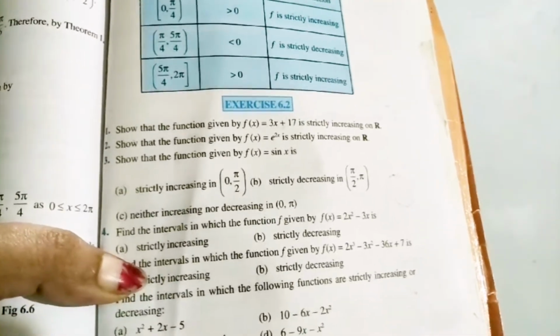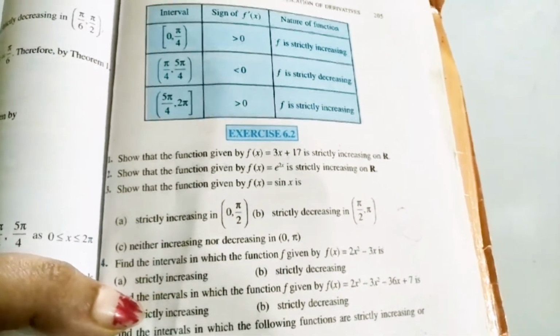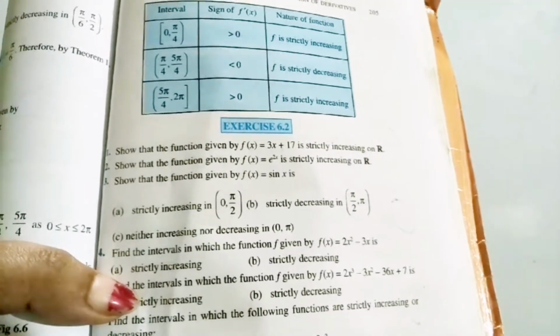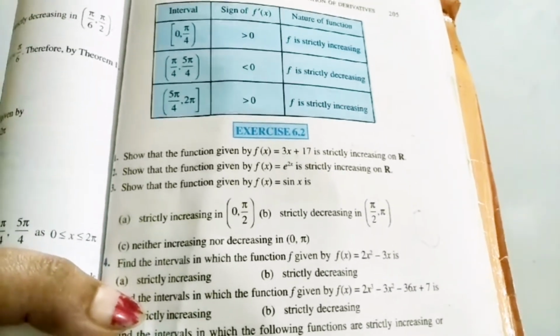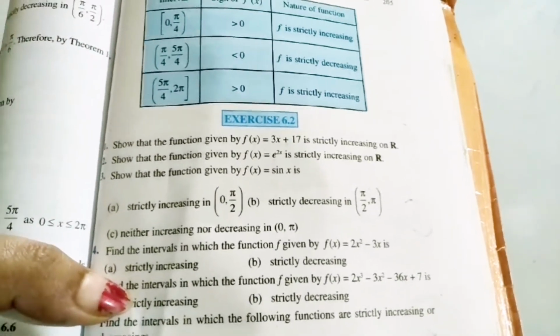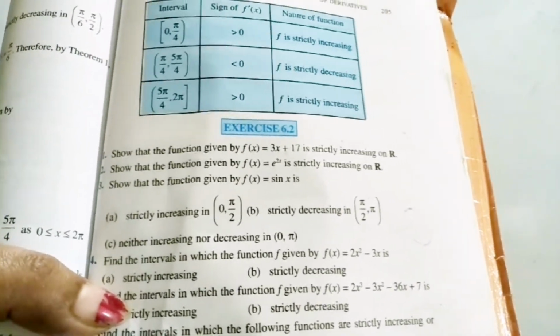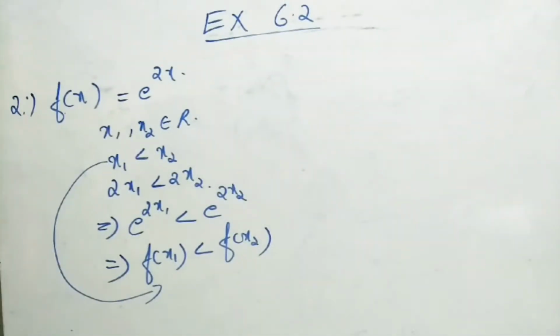Third question. Show that the function given by f of x is equal to sin x is, first, strictly increasing on 0 to pi by 2, second, strictly decreasing on pi by 2 to pi, and third, neither increasing nor decreasing in the interval 0 to pi. We need to prove for the first one that f of x is strictly increasing on 0 to pi by 2.